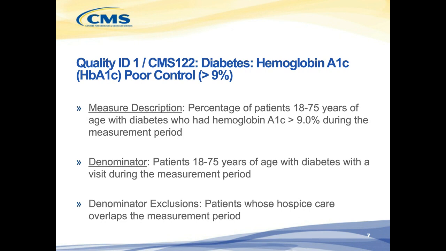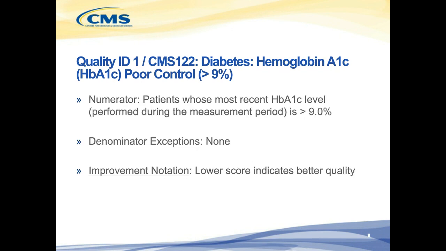And we'll see the same exclusion in the next two measures for that same reason. The numerator is focused on patients from the denominator whose most recent HbA1c result was greater than 9. There are no denominator exceptions for this measure, and the improvement notation is lower score indicates better quality. That's because, as I mentioned earlier, this measure is looking for an indication of poor care, an HbA1c result greater than 9, so the score should be low.